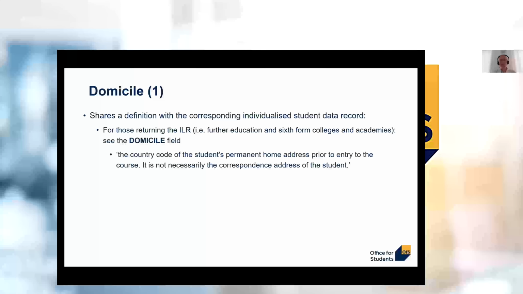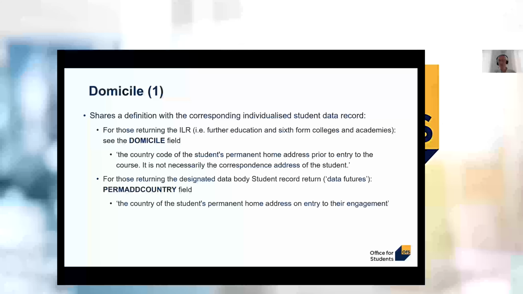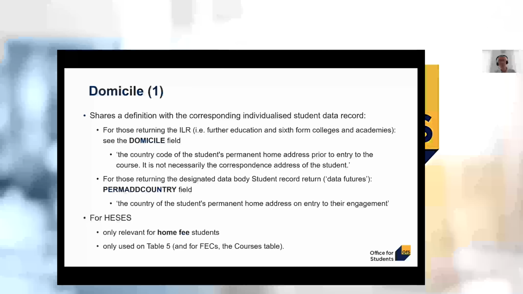So for other providers, those that will be returning individualized student data to the designated data body under data futures, the corresponding field is perm add country. That's the name of the field in the student's entry profile entity, the country of the student's permanent home address on entry to their engagement. So that's what we mean when we talk about domicile in HESES. So before we continue, let me just reiterate that for HESES, domicile is only relevant for home fee students, and it's only used on table 5, and if you're a further education college, on the courses table.